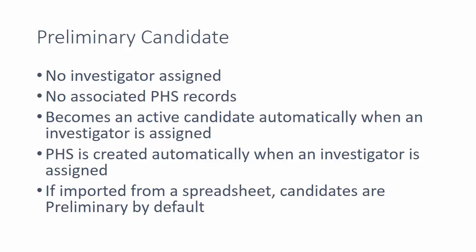A preliminary candidate is a candidate who is simply residing in the system to be there with no actions to be taken. There is no investigator assigned. There are no associated PHS records. The preliminary candidate becomes an active candidate automatically whenever an investigator is assigned. And at that same time, a PHS record is created automatically. If you import candidates from a spreadsheet, they will automatically become preliminary candidates.